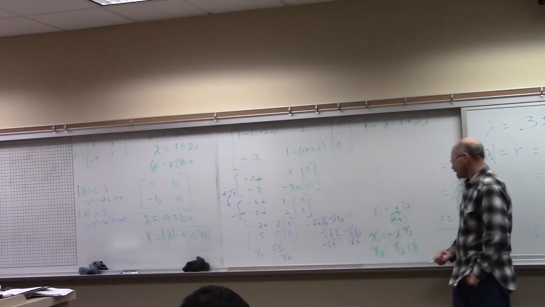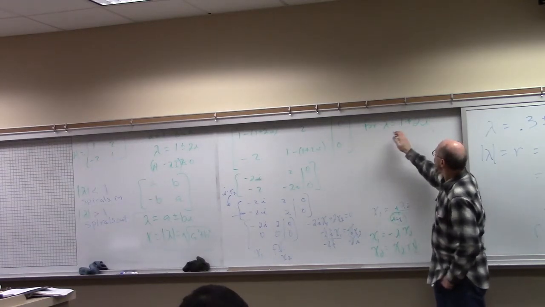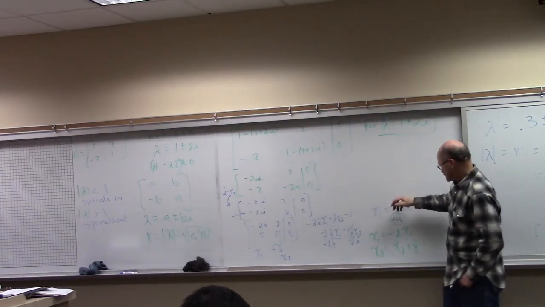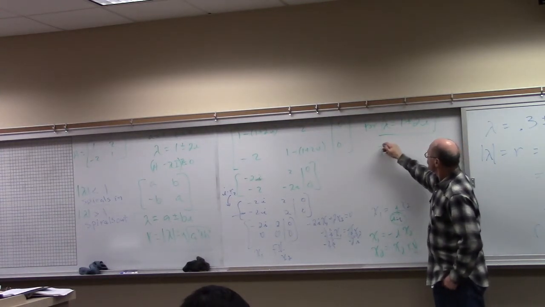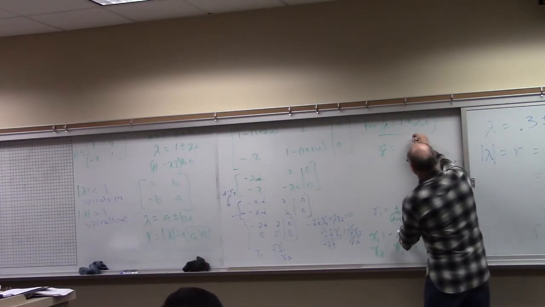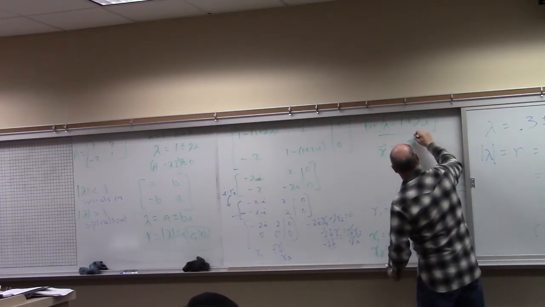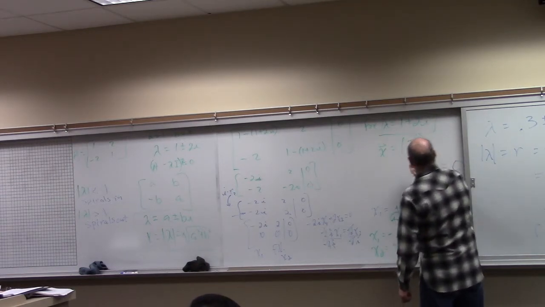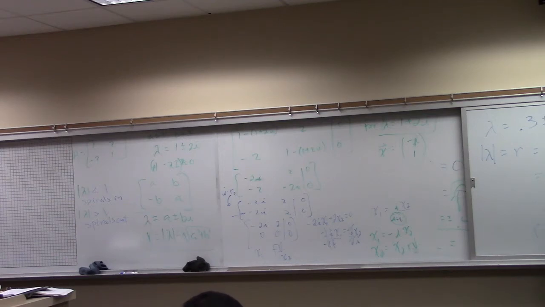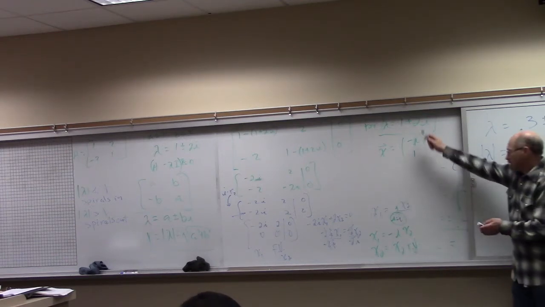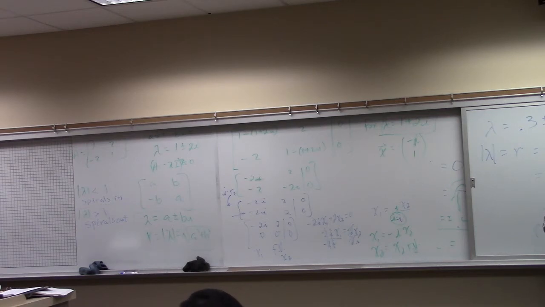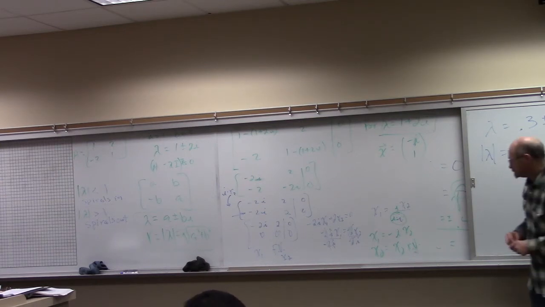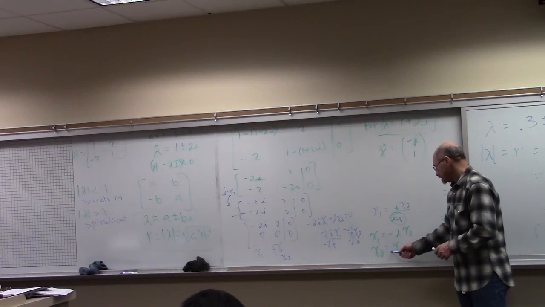Right? So the eigenvector for this lambda is what? This eigenvector is negative i and 1. That's the eigenvector for that particular eigenvalue. Okay? Does that make sense? The opposite of i here and 1 here.